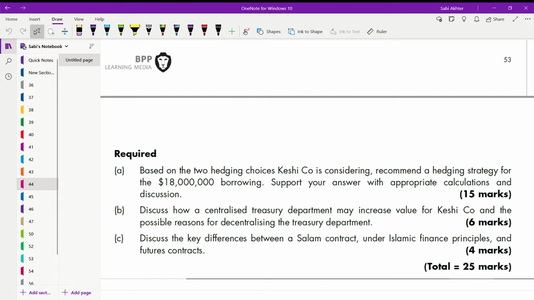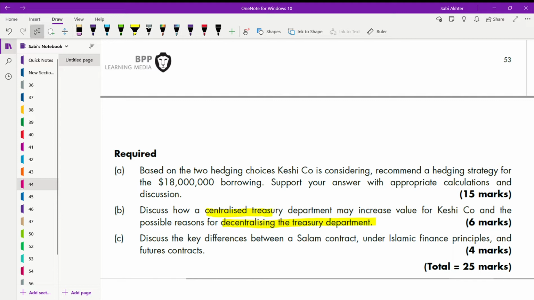Centralize: how a centralized treasury will increase the value, and also the possible reasons for the decentralized one. So this I'm highlighting. Right? So centralized treasury and decentralized treasury department is a key area in the theory part.